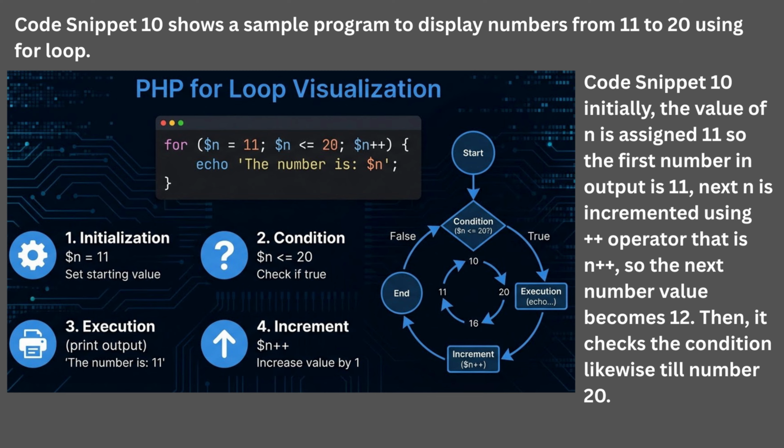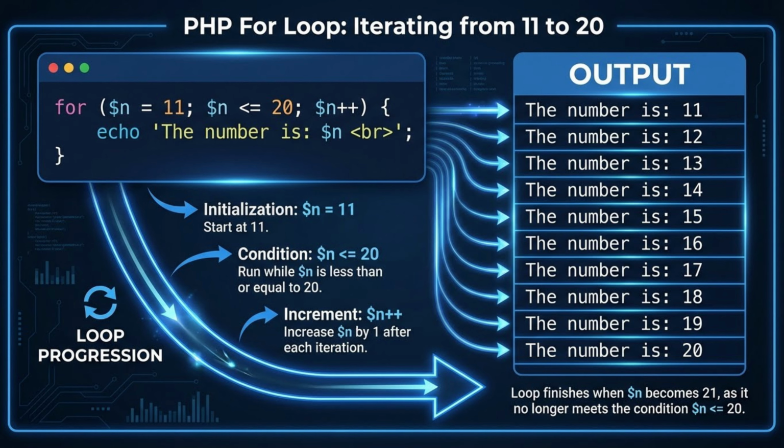This example shows how predictable and controlled the for loop is. It runs a fixed number of times, making it extremely useful when the number of iterations is known in advance. Whether you're printing numbers, generating lists, or performing repeated actions, the for loop gives you a clean and efficient structure to work with.